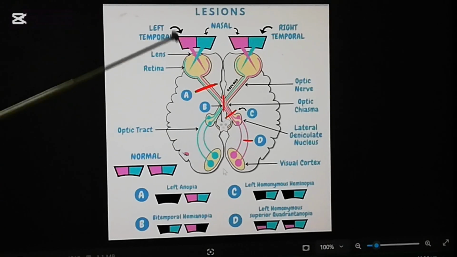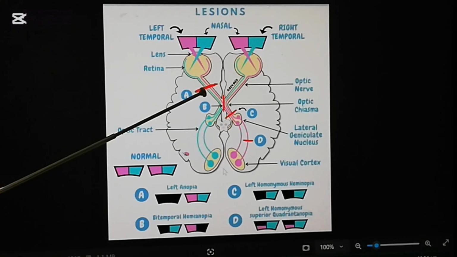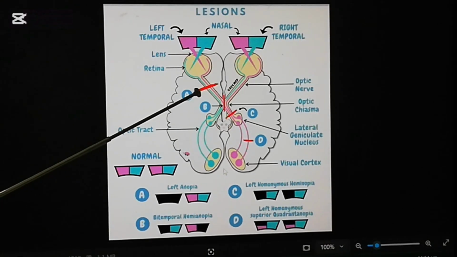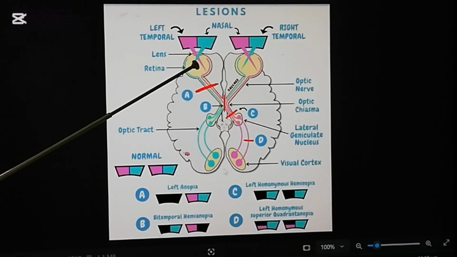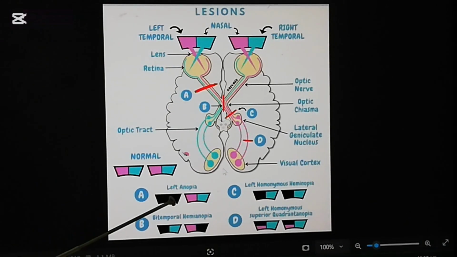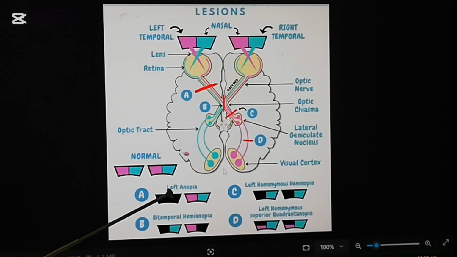So let's see, if we cut the left optic nerve, as you can see the red line, the optic nerve is severed on the left side, so we must have complete loss of vision in our left eye. Now here you can see that the left eye of the patient is completely blind. So we call it left anopia, right? And the right eye is of course totally healthy.